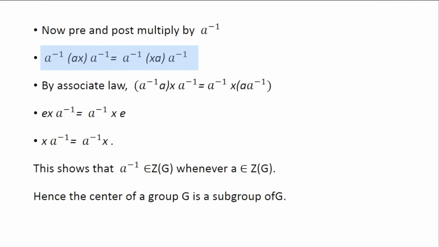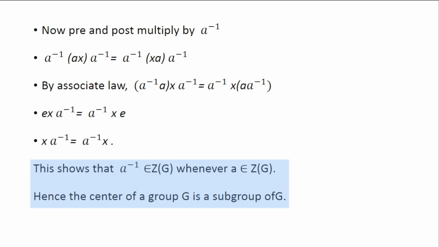Now, pre and post multiply by a to the power minus 1. a⁻¹(ax)a⁻¹ is equivalent to a⁻¹(xa)a⁻¹. By associative law, (a⁻¹a)xa⁻¹ is equivalent to a⁻¹x(aa⁻¹). e into xa⁻¹ is equivalent to a⁻¹x e. xa⁻¹ is equivalent to a⁻¹x.